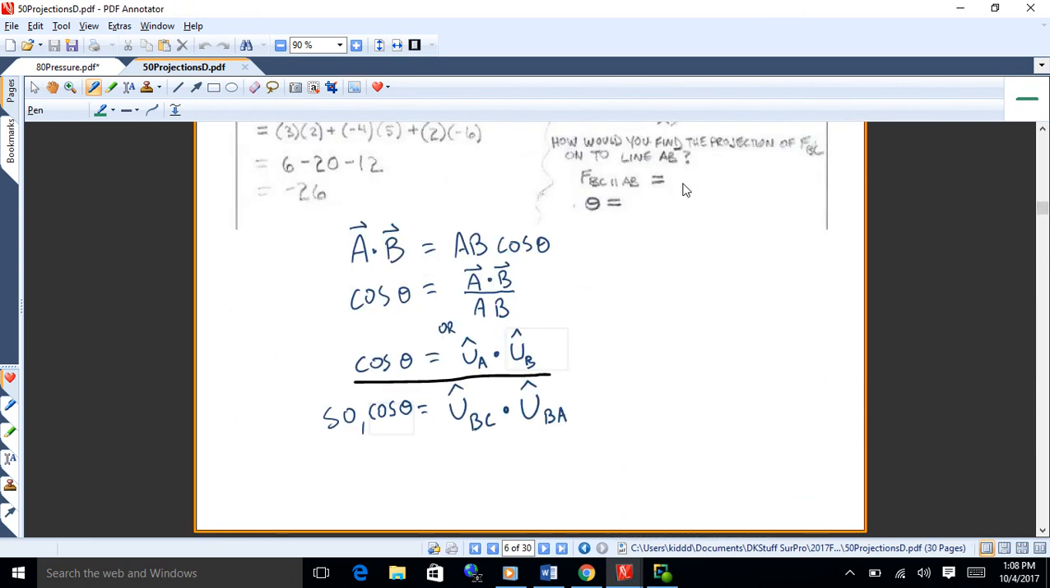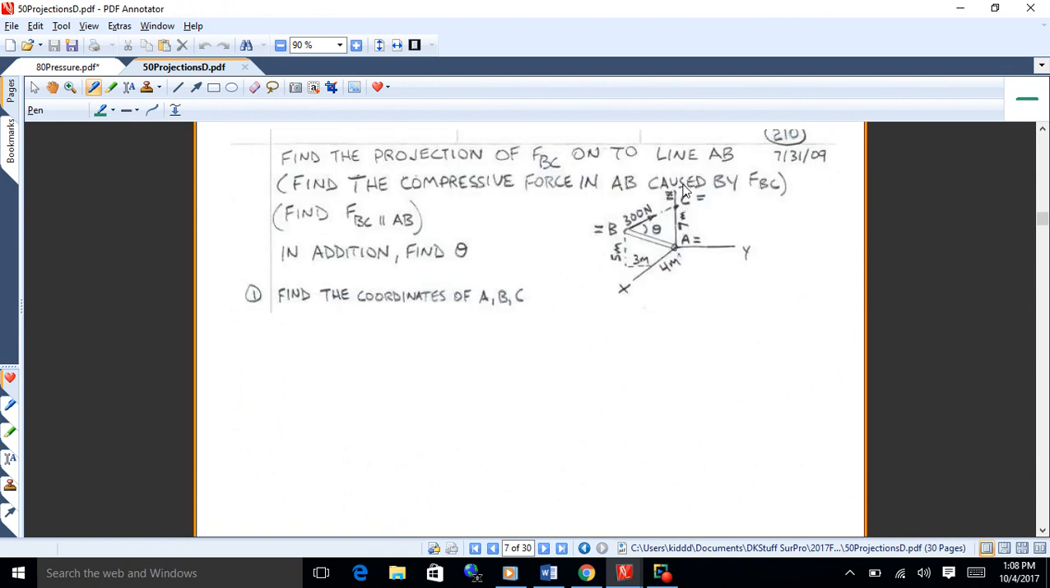All right, so let's say we've got this setup here on 210. We've got that force that goes from B to C. We've got that member AB. The force is 300 newtons. We've got an unknown angle in there. Why don't you start by getting the coordinates of A, B, and C.